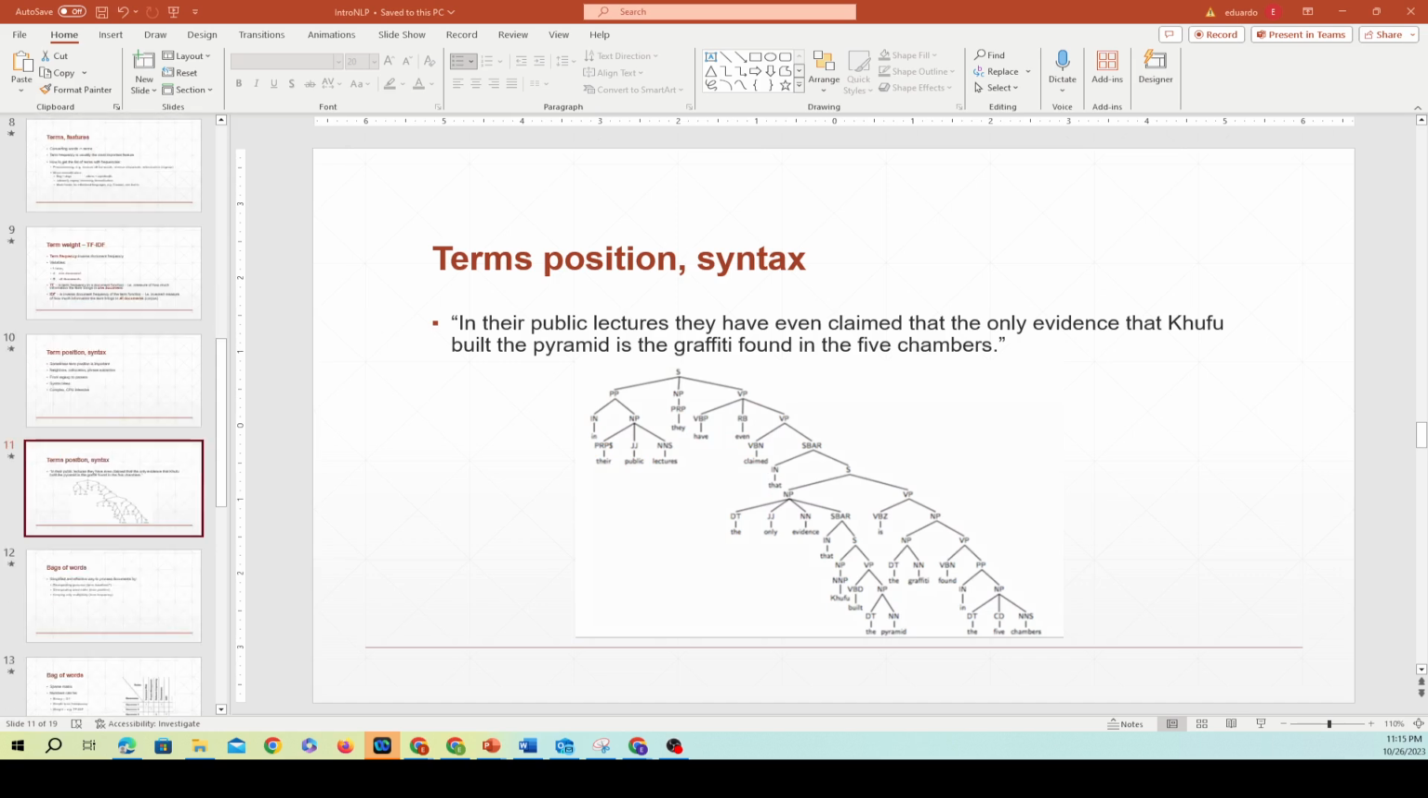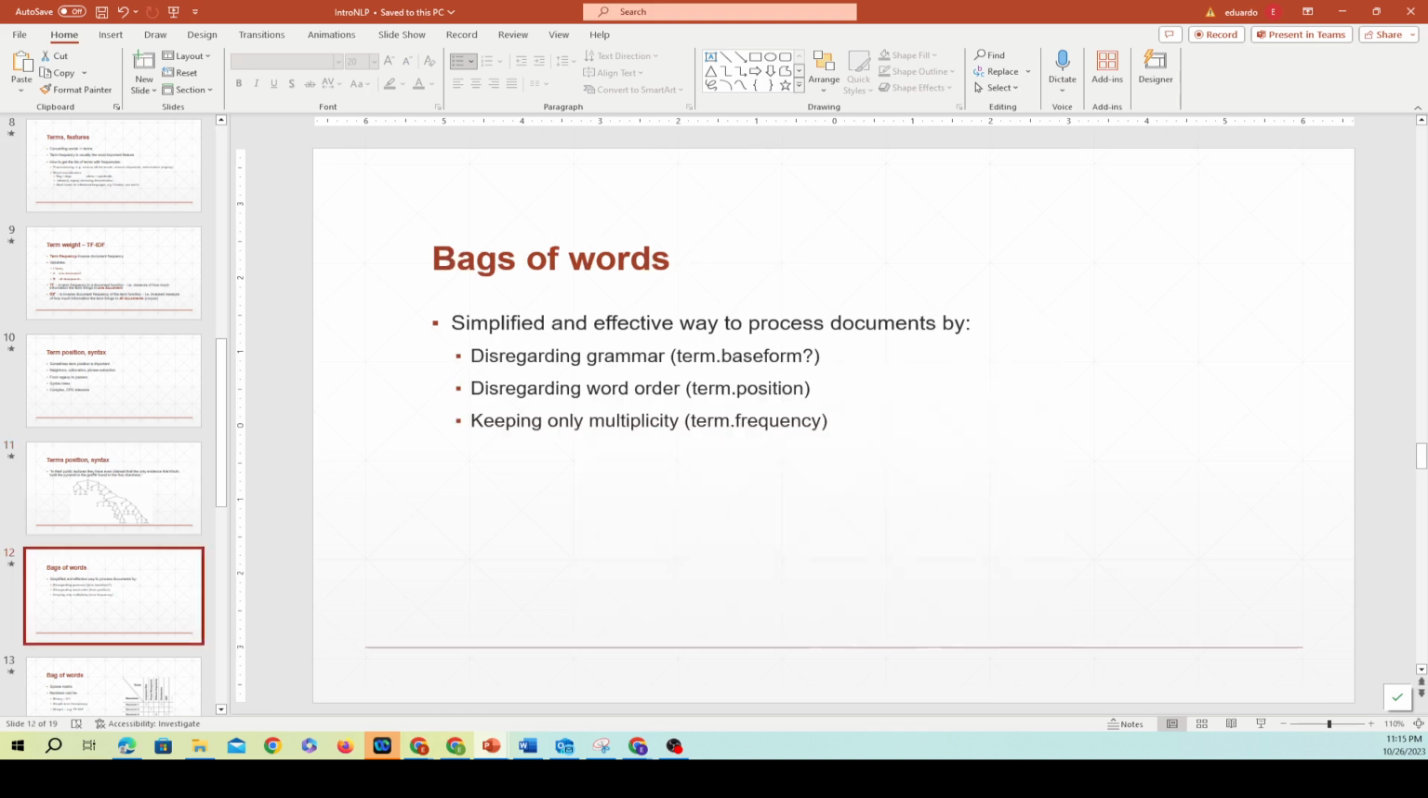And the reason that it's better is because you have a quickness in your accessibility of processing the letters, the words. It simplifies and makes effective the way to process a document by disregarding the grammar. In other words, the term-based form, disregarding the word order and the term position, and keeping only the multiplicity, the term frequency. So these are some of the tools that will make our process much more simple and effective when handling it.